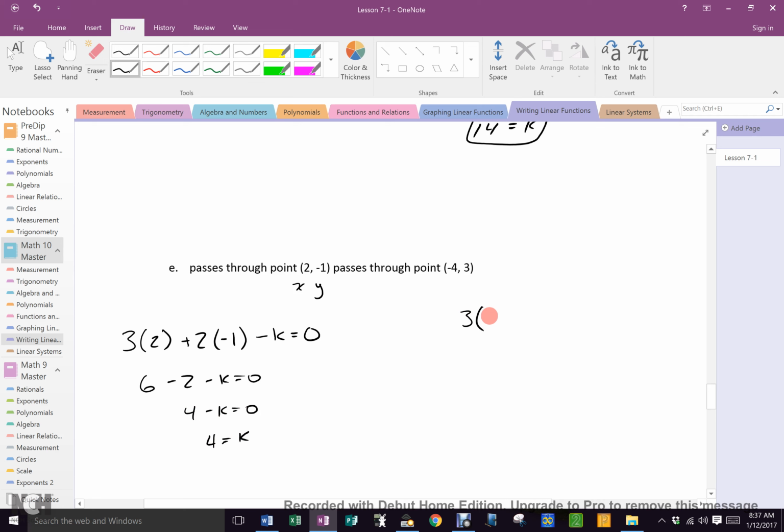And what's the last one? 3 times what? Negative 4 plus 2 times 3 minus k equals 0. Negative 12 plus 6 minus k equals 0. Negative 6 minus k equals 0. K equals negative 6. Everybody good? Yeah? 100%?